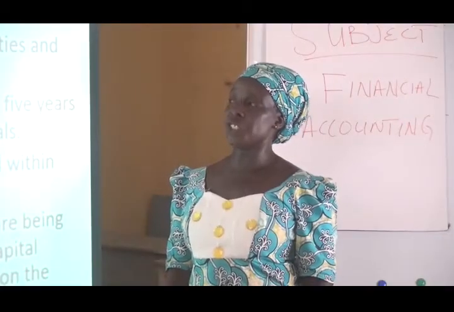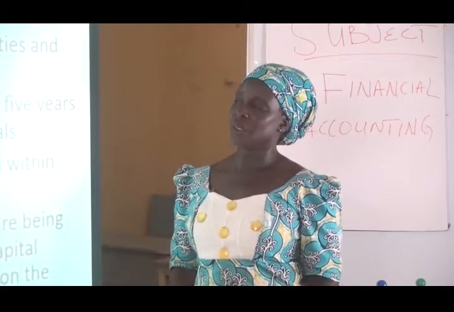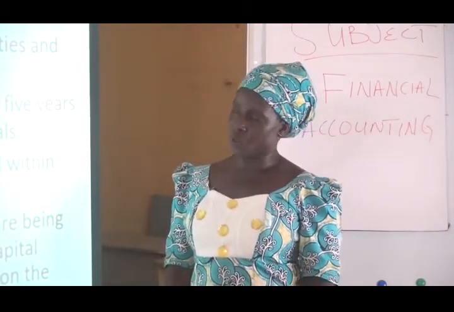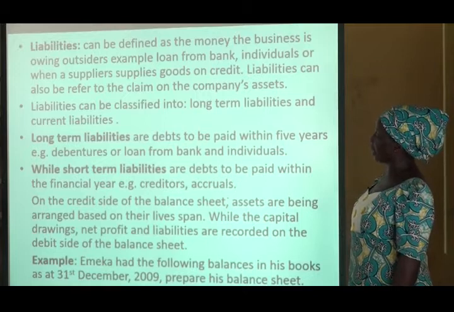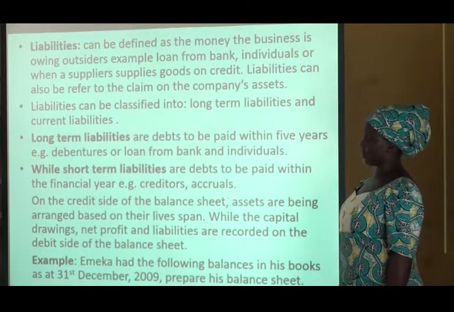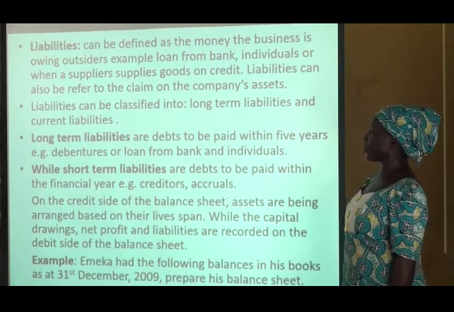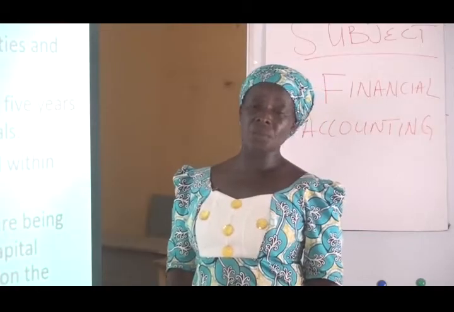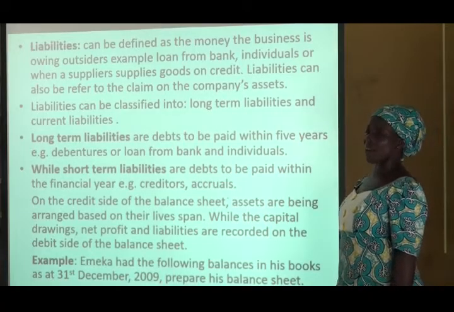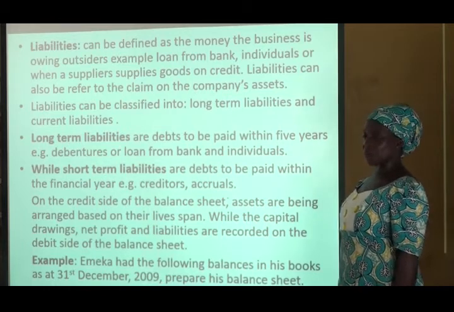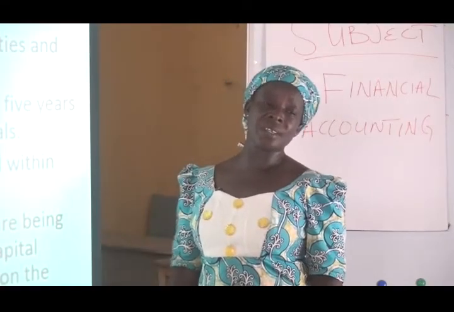Liabilities can be classified into long-term liabilities and short-term or current liabilities. Long-term liabilities are the debts to be paid after 5 years, e.g., debentures or loan from bank and individuals that will last for 5 years. While short-term or current liabilities are debts to be paid within the financial year. Examples of current liabilities are creditors and accruals. Who are creditors? Creditors are our suppliers that supply us goods on credit. For that, the organization is owing the supplier.